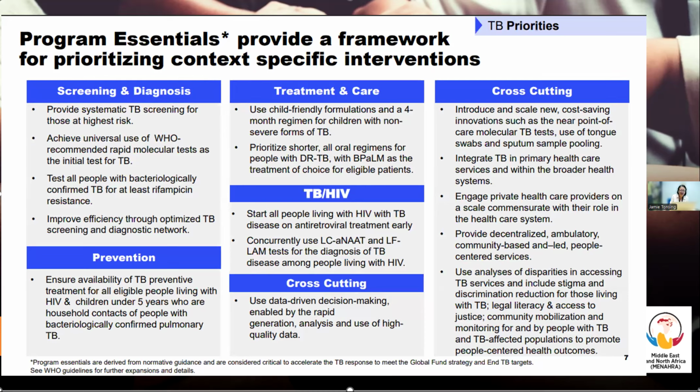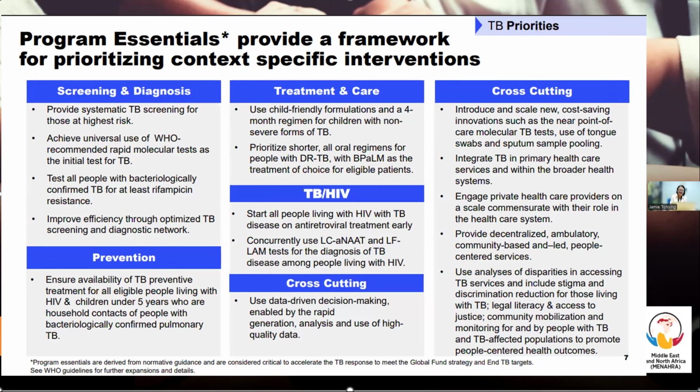One is on the cross-cutting side, on the right-hand side, the first bullet point, around innovations. We're really encouraging countries to adopt innovations, particularly those that can help save costs, like the near point of care test for TB and sputum pooling, which is also now WHO recommended. And then the next program essential is on integration, integrating TB in primary healthcare and also within the broader health system.